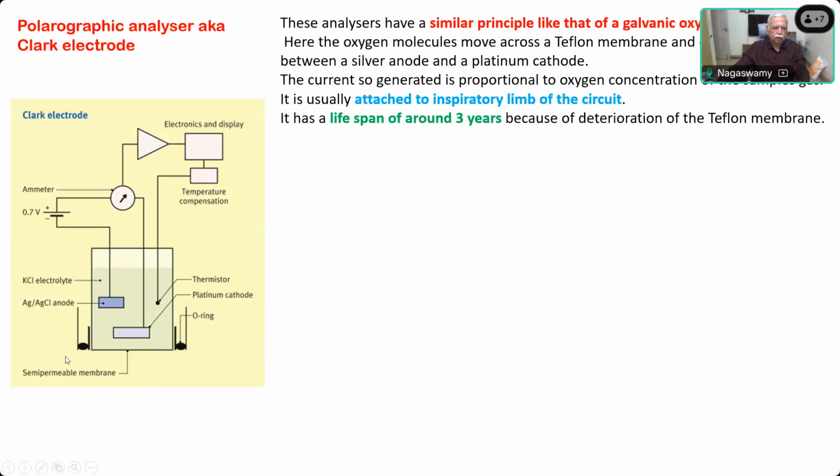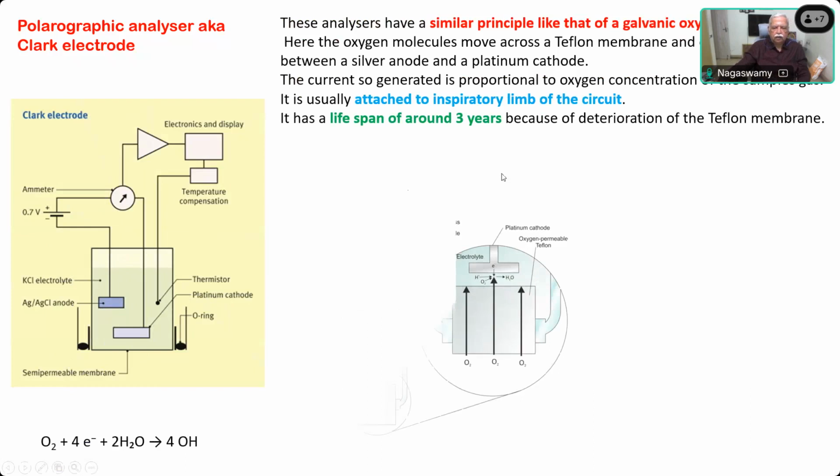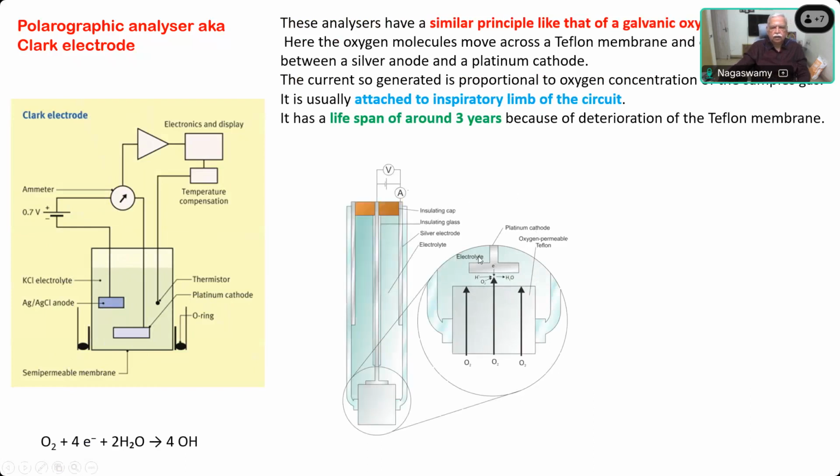And this is the semi-permeable membrane through which the gas will go and mix and produce the electrons. So the reaction here is oxygen plus 4 electrons plus water produces 4 hydroxyl ions. And this is the insulating cap and other things which are there. This is the normal structure.